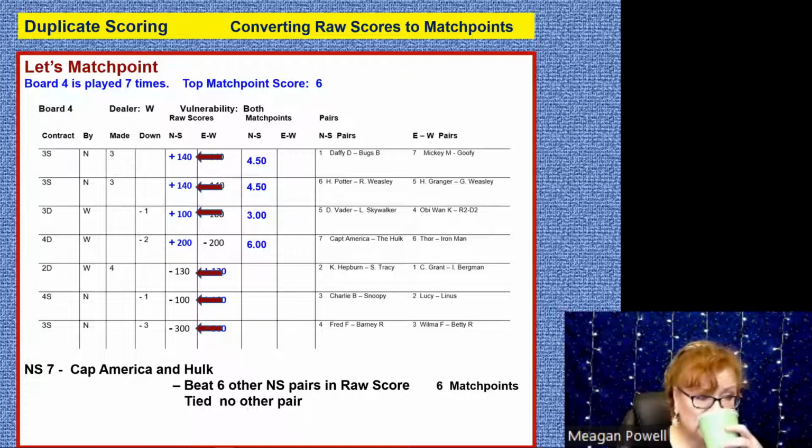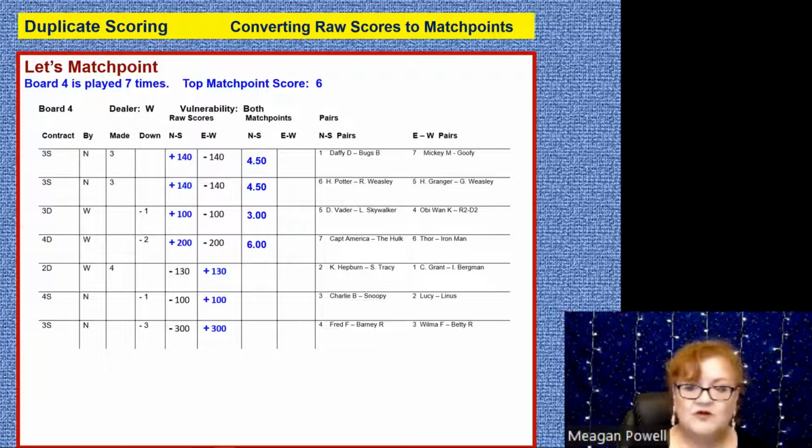Now notice that the top raw score is only 200 points. It's not one of those fancy 600 or 900 or 1430 point hands. It doesn't have to be a big raw score. It just has to be the highest one in the group. Okay, so now we're going to move our way down. Let's go look at Hepburn and Tracy.